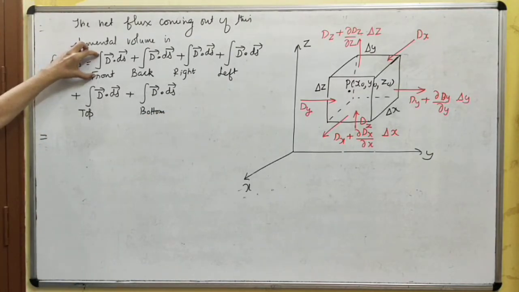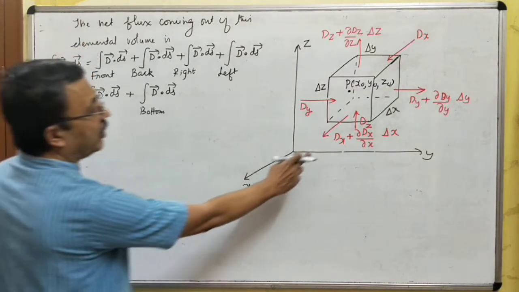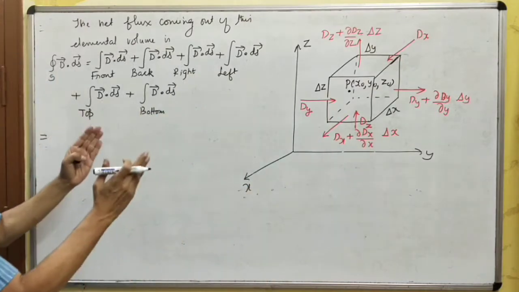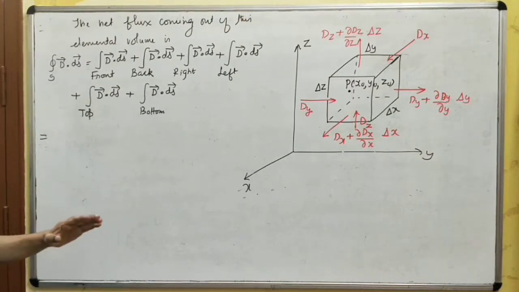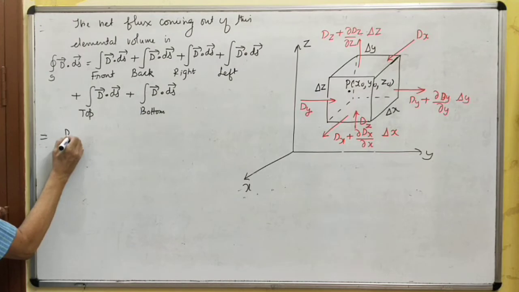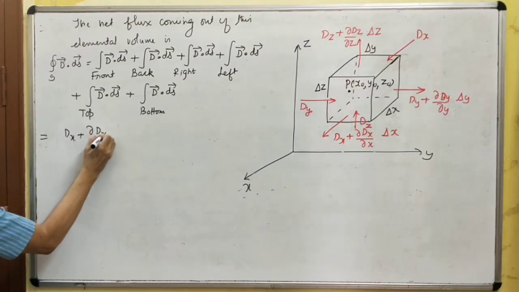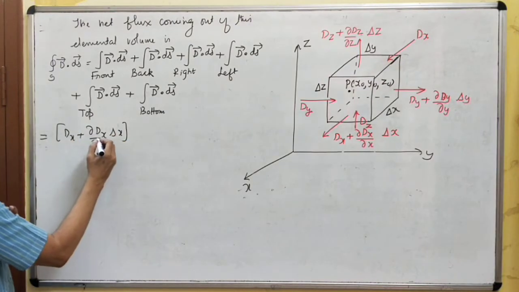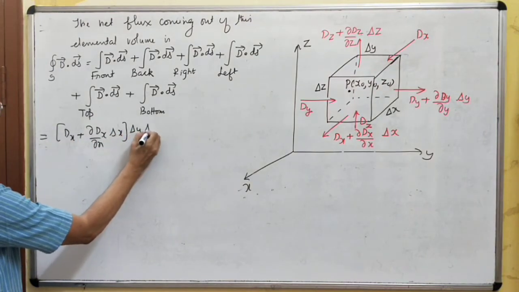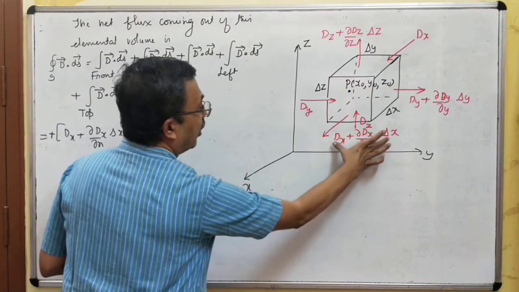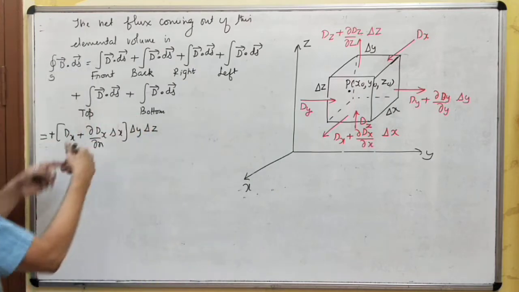To the front face, the flux density vector which is normal is dx plus dou dx by dou x into delta x. Multiply that by the area of the front face, which is delta y into delta z. So it is dx plus dou dx by dou x into delta x multiplied by delta y delta z. This is plus because this component is coming out, or net flux is coming out.